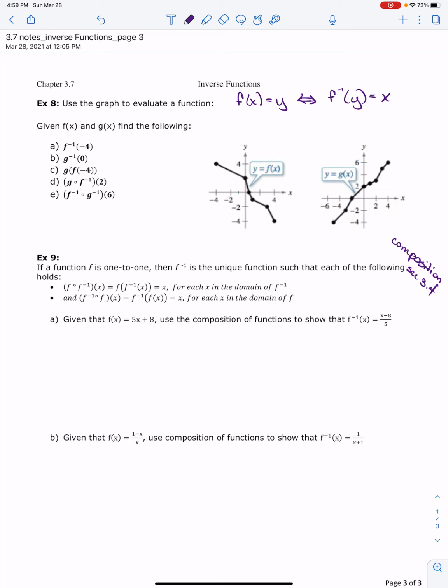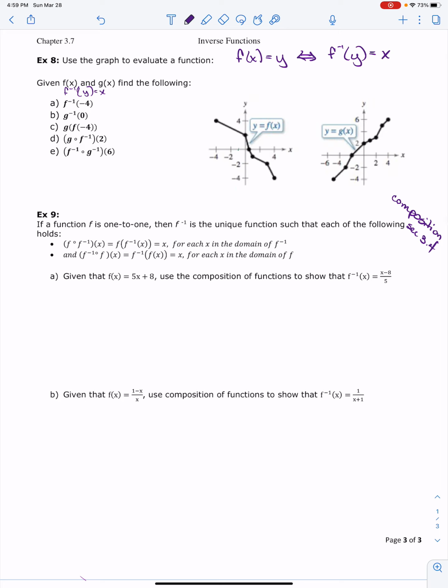So I have two functions, f of x and g of x. A wants f inverse of -4. Here's how I want to think about that. I'm thinking of it as f inverse of y is going to give me an x. Looking at function f, the one on the left, I'm looking for where y is -4. Here is the point for -4. When y is -4, x is +4. So f inverse of -4 is +4.